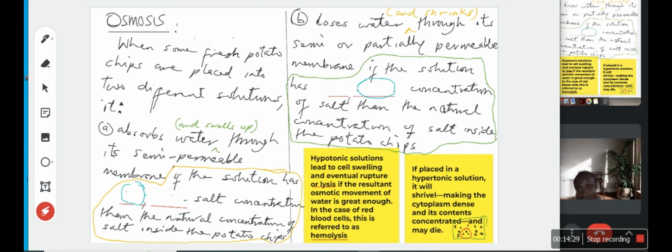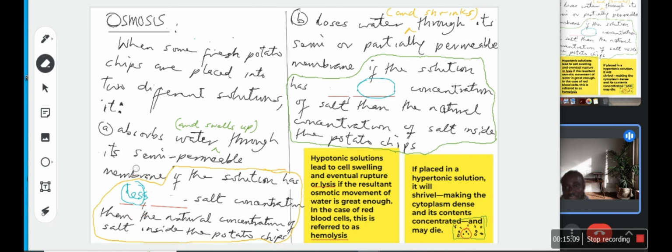Did I say it right? Say that again. Solute. When it has what? More or less salt particles? Less. Okay. If the solution has less, and why did you choose less? Because if it has less salt concentration, then it has more water particles, which causes it to swell up and absorb water. Exactly.